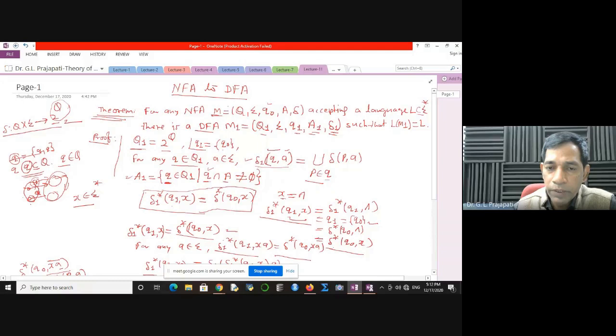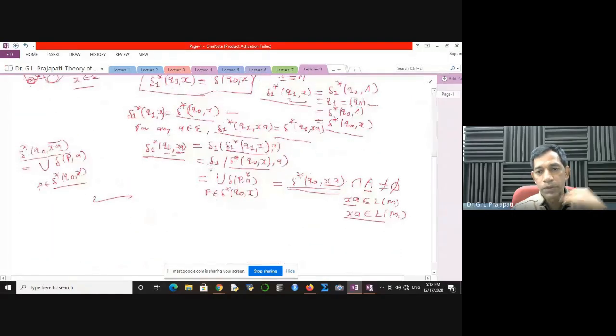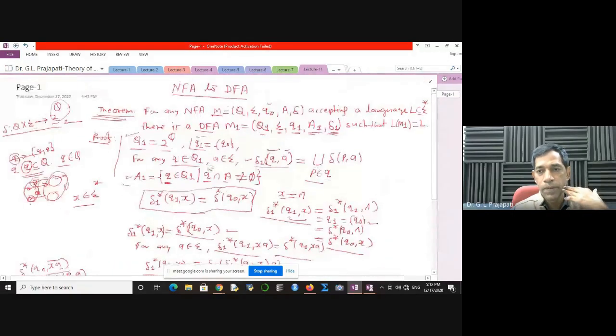You can define M1 by writing the set of states. You have the same inputs: initial state, set of accepting states, and transition function. The set of states Q1 is defined like this, the initial state is defined like this, and the transition function and accepting states are defined like this. This is the way you have to convert the NFA into the DFA. So this is the conversion.